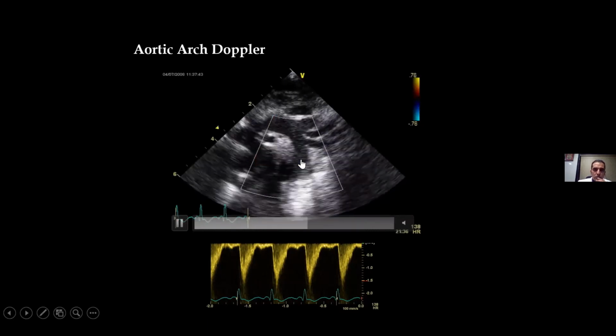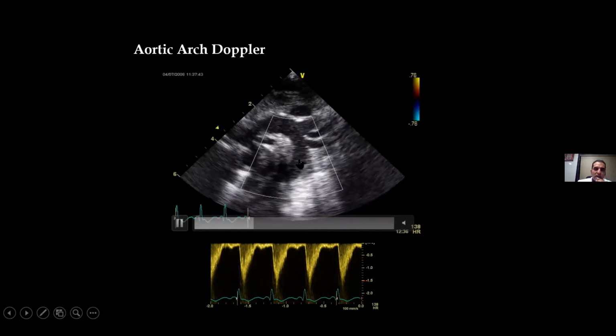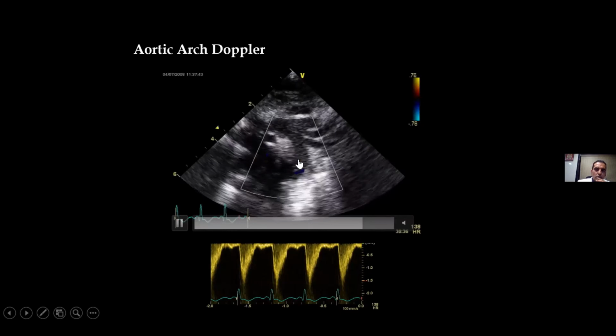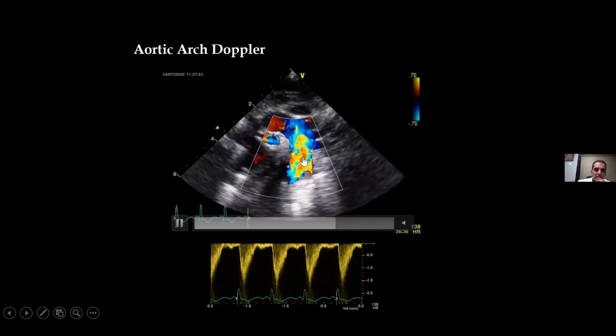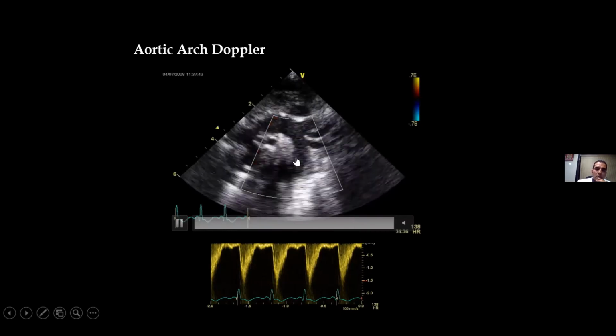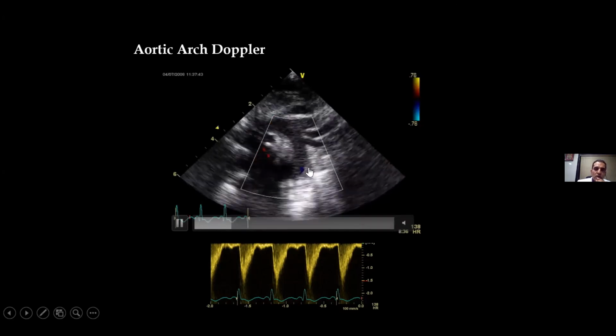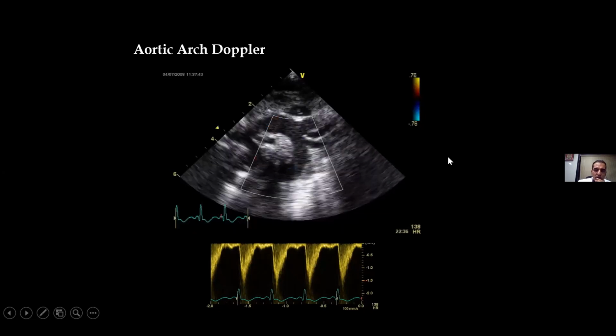And you do the Dopplers there, your peak velocity will be more than 2 meters per second. So if you have a peak velocity more than 2 meters per second, you have to do the Dopplers with a continuous wave. More is the velocity, more is the constricted part. So this is the view you do to rule out coarctation of aorta.